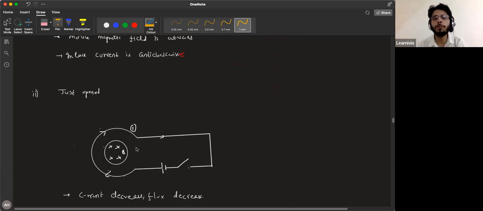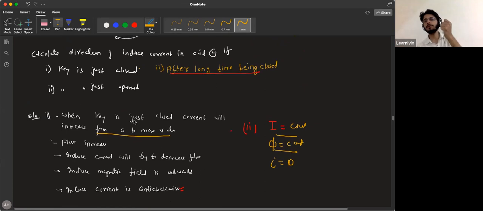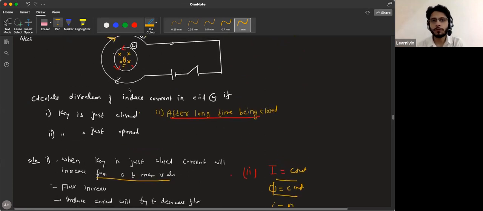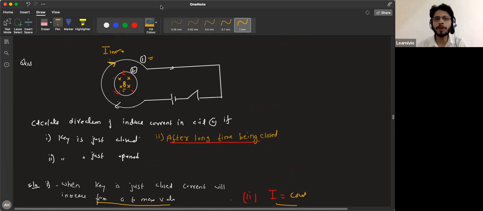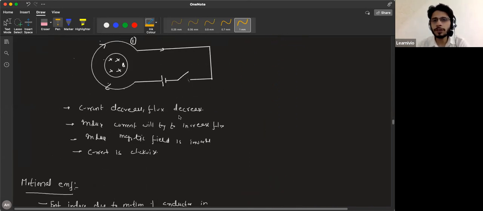The next is when it is just opened. So when you just open the key, the current starts decreasing, flux decreasing. What will be the direction of induced magnetic field now, Noah? When you just open the key, will it be inwards or outwards? Inwards. So induced magnetic field will be inwards, your current will be clockwise. The reason is when you open the key, the flux will decrease. Induced current will try to increase flux. To increase flux, the induced magnetic field should be inwards. Current is clockwise. That's the answer. Just note it down.